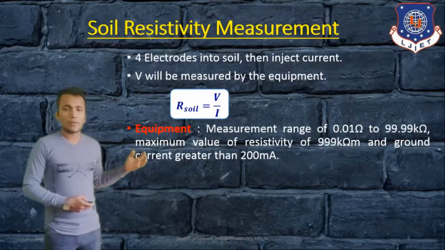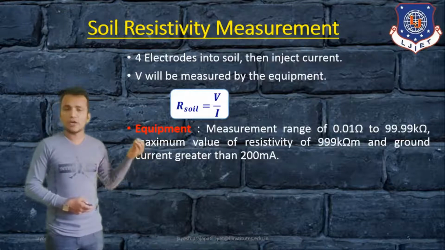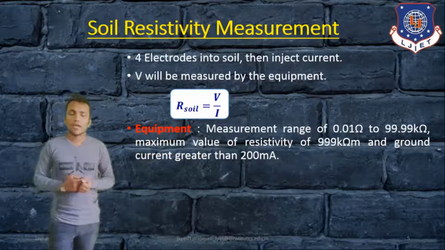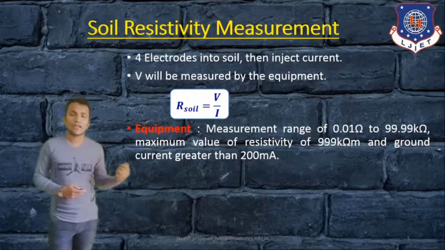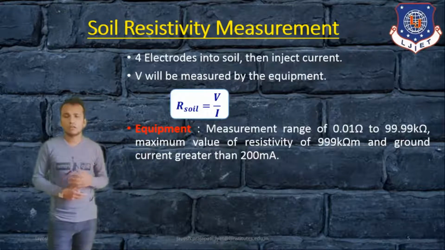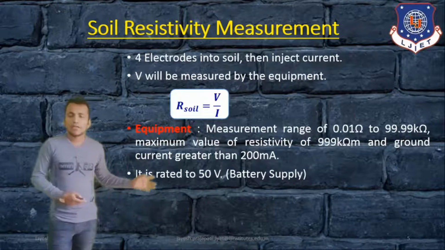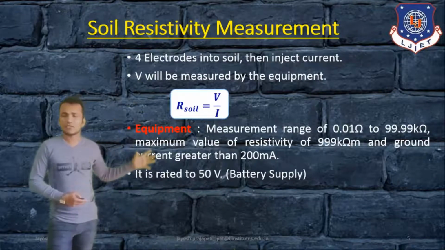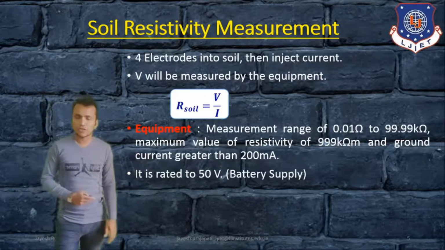The equipment measures a range of 0.01 ohm to 99.99 kilo ohm, a maximum resistivity of 999 kilo ohm meter, and ground current greater than 200 milliampere. So the resistivity measurement equipment has these kinds of limitations. It is rated by 50 watt battery supply. So in this way we can measure the soil resistivity.